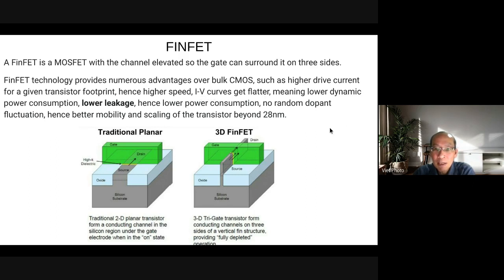When the current gets flattened, it means lower dynamic power consumption. I will go back to that to explain. So the FinFET here has all kinds of things that we want: higher current, higher performance, lower leakage, and also lower dynamic power.